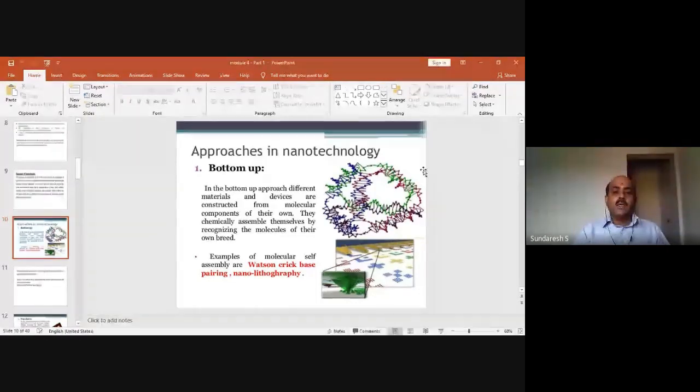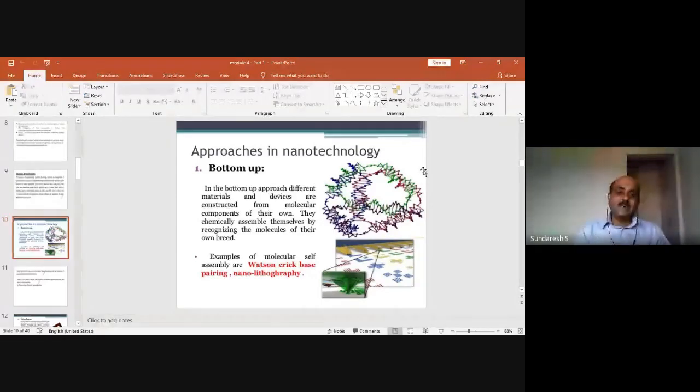Bottom-up approach. In the bottom-up approach, different materials and devices are constructed from molecular components of their own. They chemically assemble themselves by recognizing the molecules of their own breed. So basically, this is just adding up. It is just like additive manufacture, where the components or products can be manufactured by adding materials instead of removing the materials.